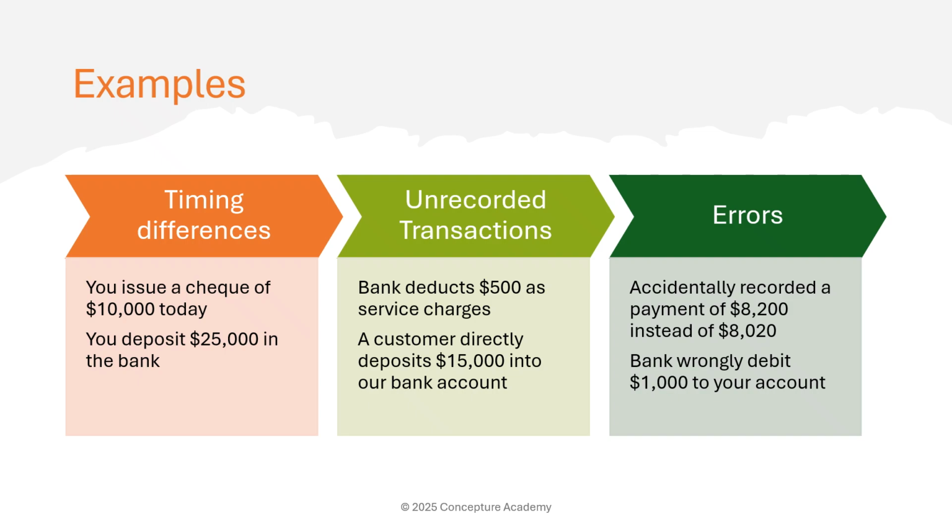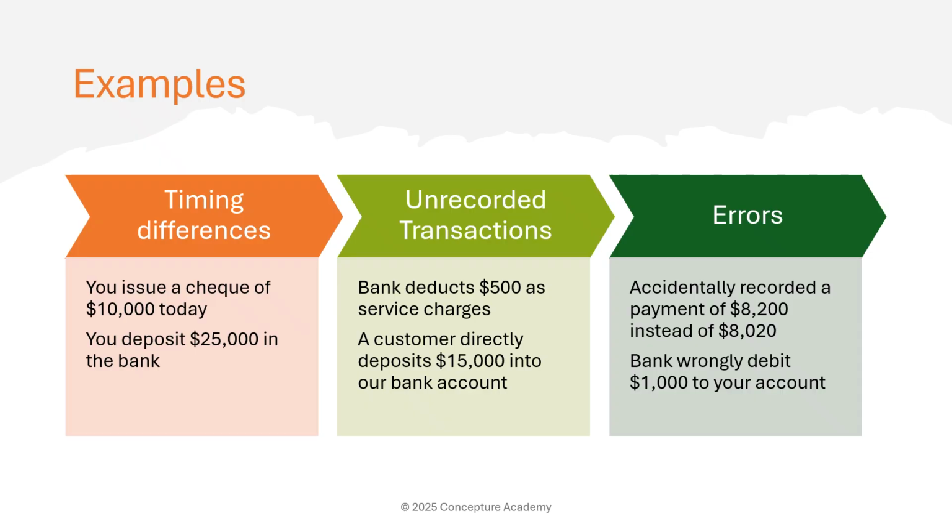The second one is unrecorded transactions. Sometimes the bank processes a transaction but we forgot to enter it in our books. For example, the bank deducts $500 as service charges, but unless we record it in our cash book, the balance will differ. Or a customer directly deposits $15,000 into our bank account. It shows in the bank statement, but we won't see it in our cash book until we add it.